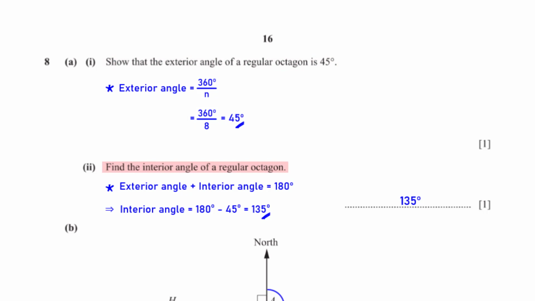Find the interior angle of a regular octagon. The sum of the exterior and interior angles of a polygon is 180 degrees. So to get the interior angle for the octagon, we subtract 45 degrees from 180 degrees, which gives us 135 degrees.